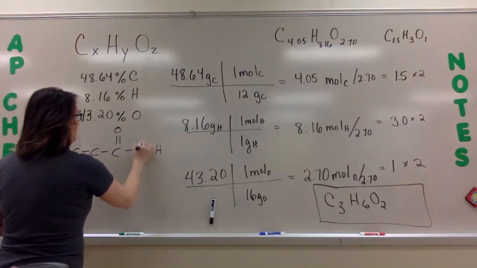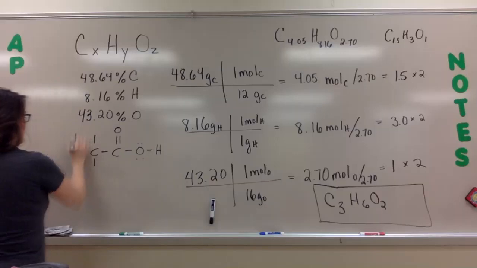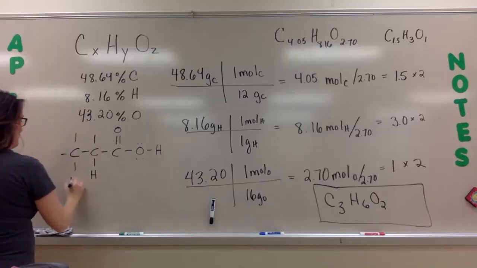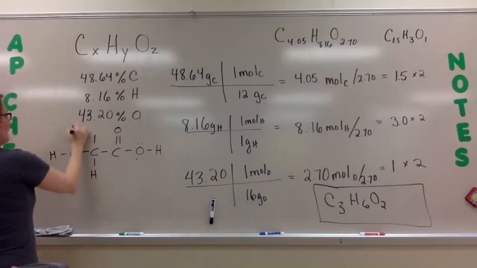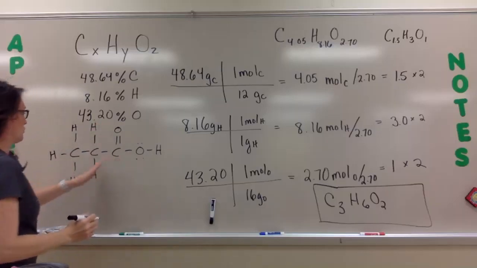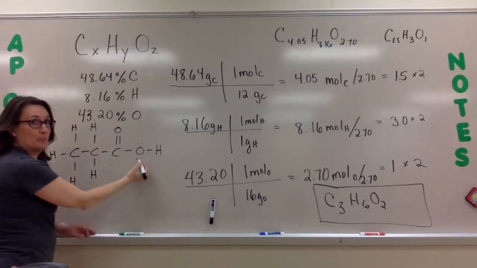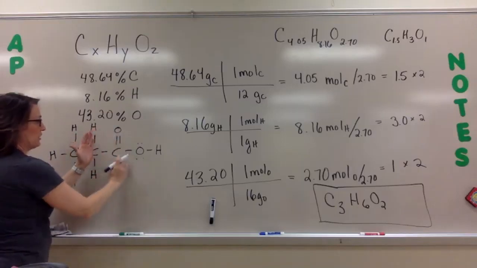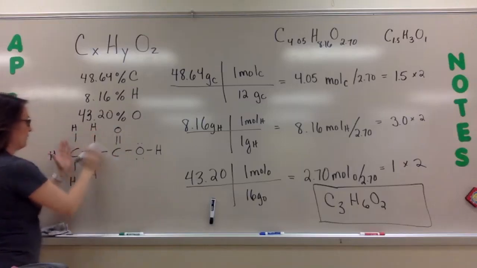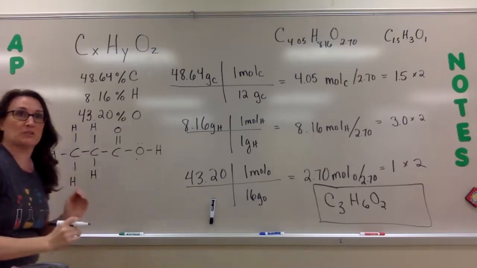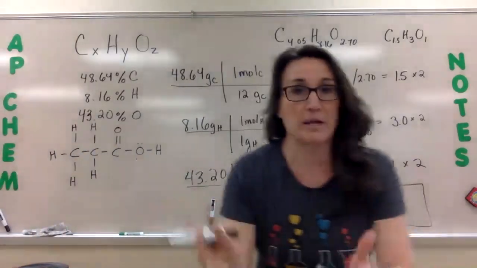Because I think this would be good for VSEPR theory again. Does that look right, you guys? And what do they call it? Propanoic acid, I think. So there's 3 carbons, so you can connect it. You've got basically a 4 region here that's bent. You've got a 3 region here that's trigonal planar. 4 region tetrahedral, 4 region tetrahedral. So you could do polarity even.